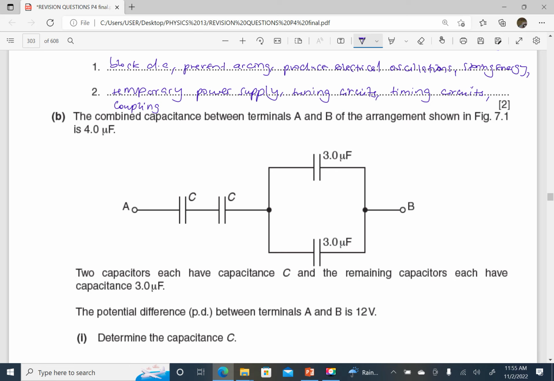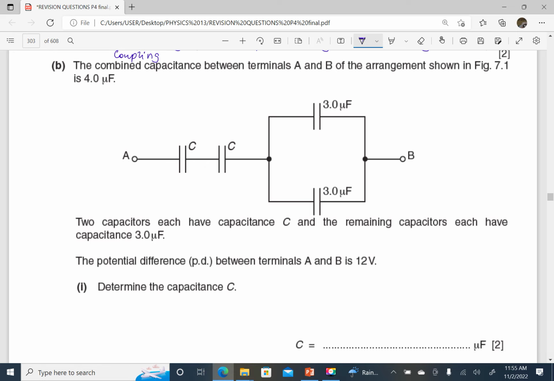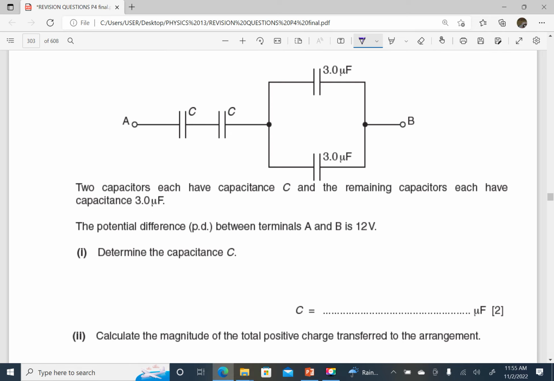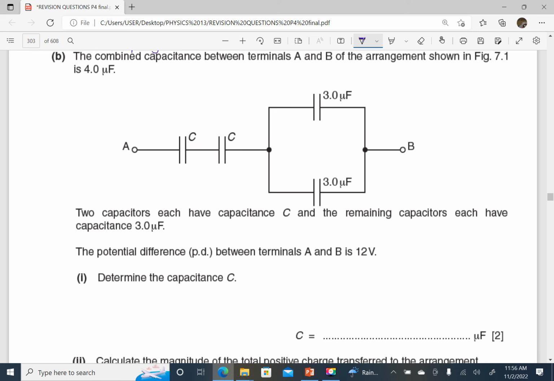The combined capacitance between terminals A and B of the arrangement shown in the figure is 4 microfarads. Total capacitance is 4 microfarads. Two capacitors each of capacitance C and the remaining capacitors each having 3 microfarads are shown here. The potential difference between A and B, that is total PD across all the capacitances, is 12 volts. Determine C. So this is an easy question.